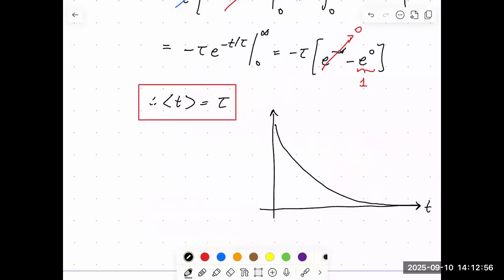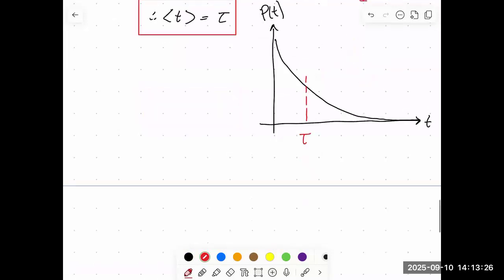And so what this is telling us is that, this is P of t. The most likely lifetime for a muon that you happen to capture, and then you're going to measure its decay time, most likely it's going to decay almost instantly. But the average value, the mean lifetime, sits right here at tau. Okay, good. So let's keep going.